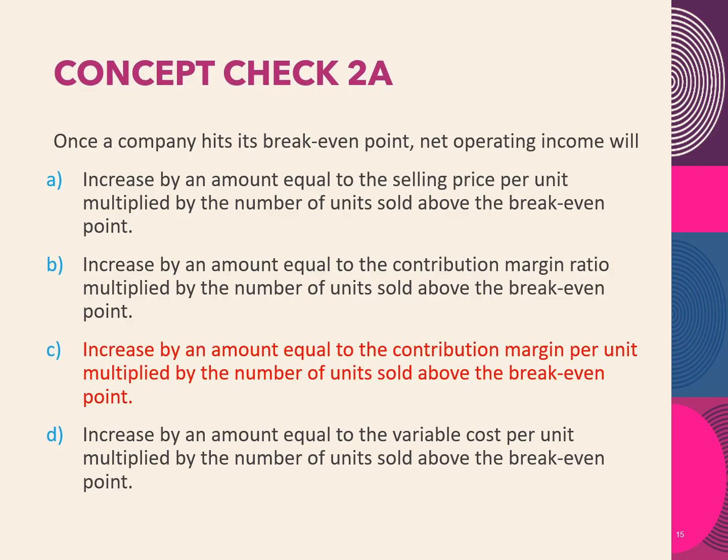The correct answer is C. Once a company hits its break-even point, net operating income will increase by an amount equal to the contribution margin per unit multiplied by the number of units sold above the break-even point.